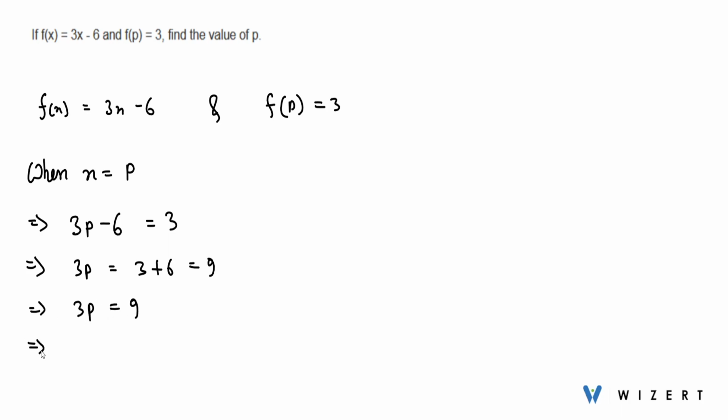Now divide both sides of the equality by 3. So we will have p equals 9 upon 3, which is nothing but 3. Therefore the value of p will be equal to 3, and thus this will be our final required answer.